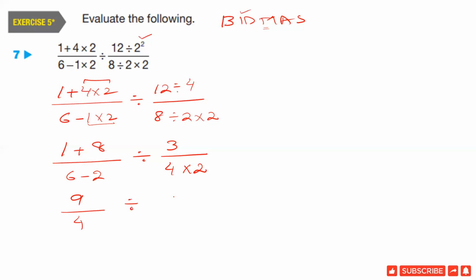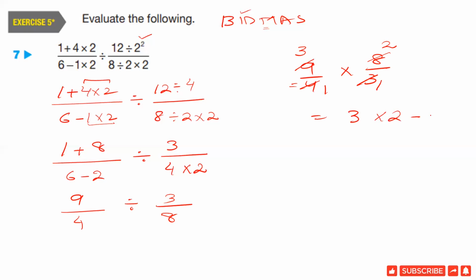Then division sign straight away here. 3 upon 4 times 2 is 8. 9 by 4 times 8 by 3. Because when we have division of fractions, we flip the second fraction and we convert this division to multiplication. So here 4 times 1 is 4, 4 times 2 is 8, 3 times 1 is 3, 3 times 3 is 9. So we are left with 3 times 2, which is 6. Your answer for question 7.